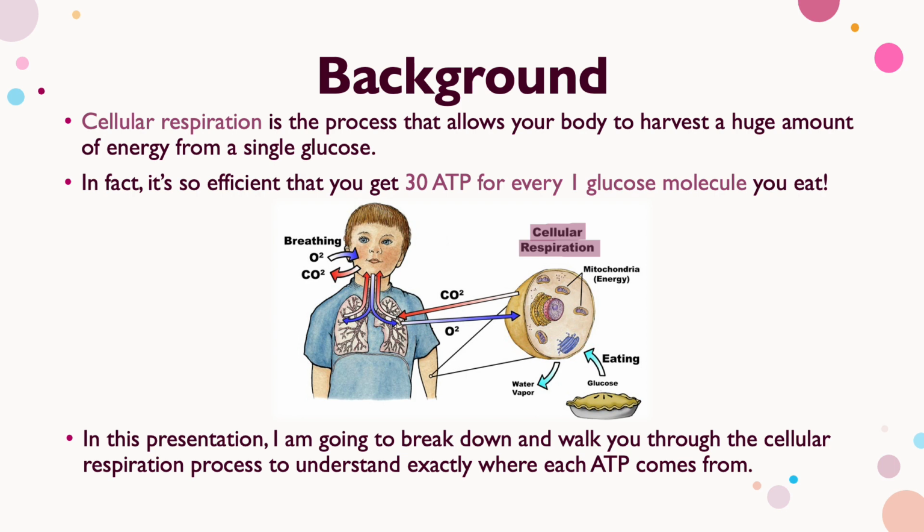So first I have some background information. Cellular respiration is the process that allows your body to harvest a huge amount of energy from a single glucose. In fact, it's so efficient that you get 30 ATP for every one glucose molecule you eat. So if you see in this diagram, glucose eating, cellular respiration. So in this presentation, I'm going to break down and walk you through the cellular respiration process to understand exactly where each ATP comes from.